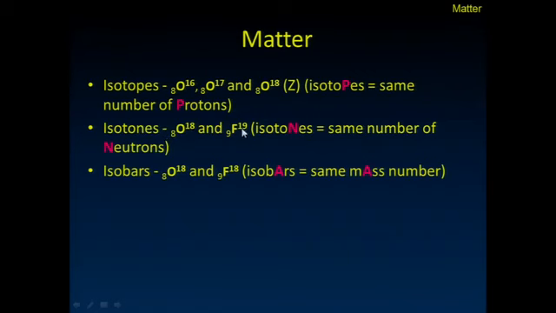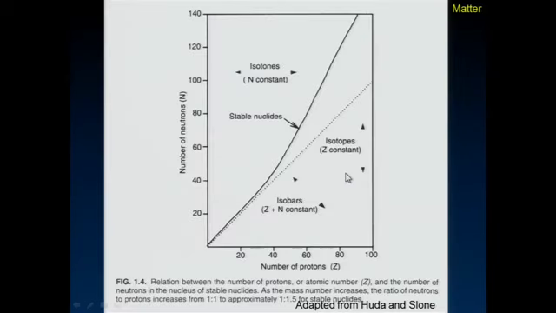O18 and F19 are isotones. This has 10 neutrons, and this has 10 neutrons. And O18 and F18 are isobars, the same atomic mass number. So here's a picture from an older version of Huda and Sloan's book, and I'm going to adapt it a little bit as we talk.